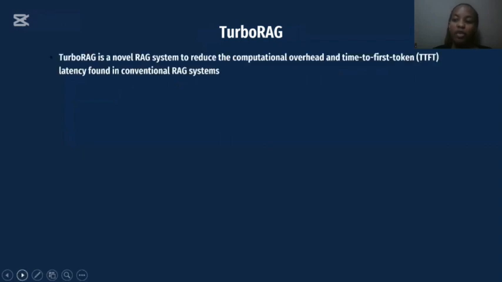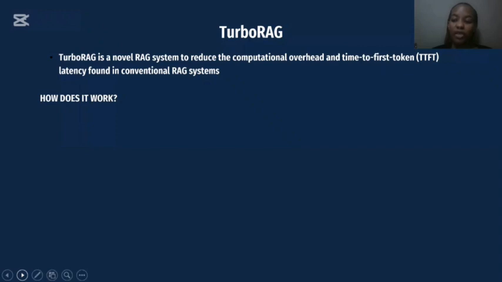Then finally, I'll be talking about Turbo RAG, how it works, and why it represents a major breakthrough in AI text generation. What is Turbo RAG? Turbo RAG is a novel RAG system built to enhance performance by reducing both computational overhead and time to first token latency. TTFT refers to the delay between when a user submits a query and when the AI model begins generating the first word of its response.